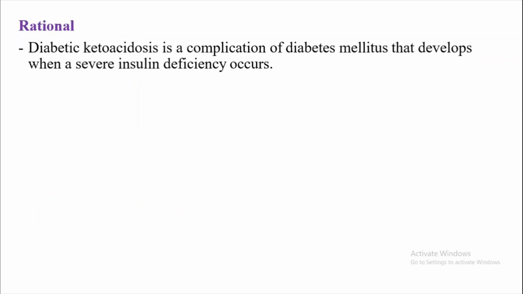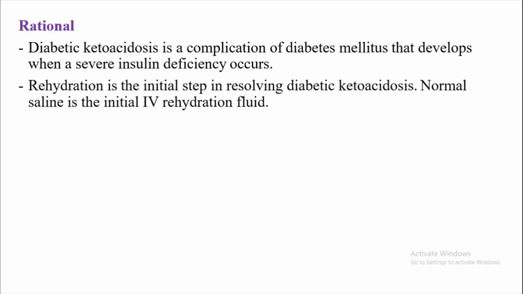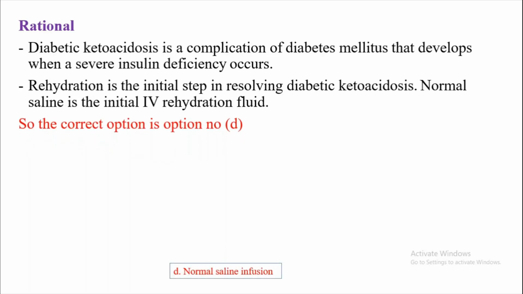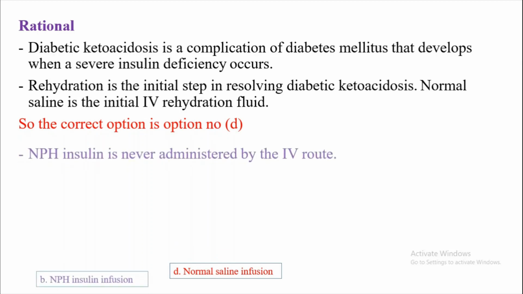Diabetic ketoacidosis is a complication of diabetes mellitus that develops when a severe insulin deficiency occurs. Rehydration is the initial step in resolving diabetic ketoacidosis, and normal saline is the initial IV rehydration fluid. So the correct option is option number D, normal saline infusion.